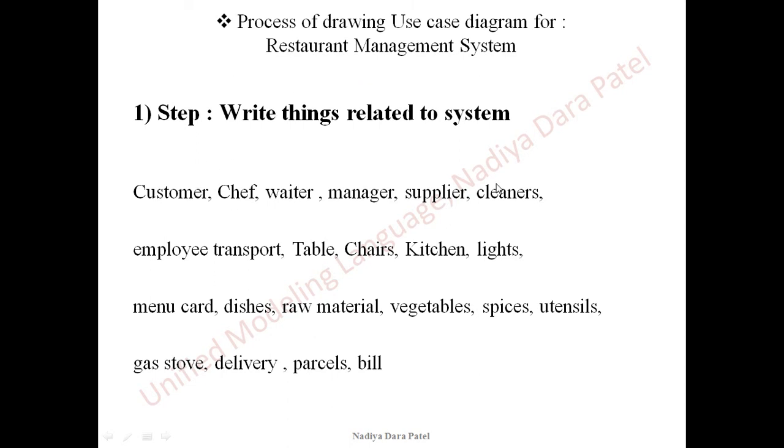I have written it in the slide. So I have written customer, chef, waiter, manager, supplier, cleaners, employee, transport, table, chair, etc., etc. And all these things are related to restaurant management system. Right now, as you can see on the slide, everything is mixed, everything is random.